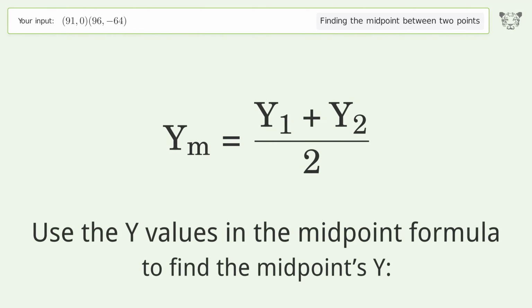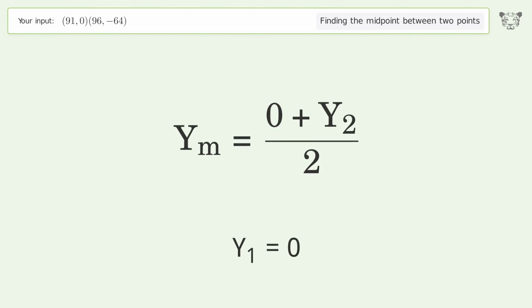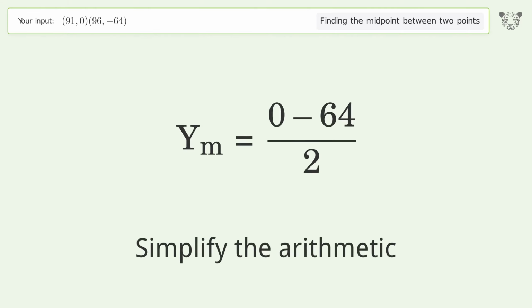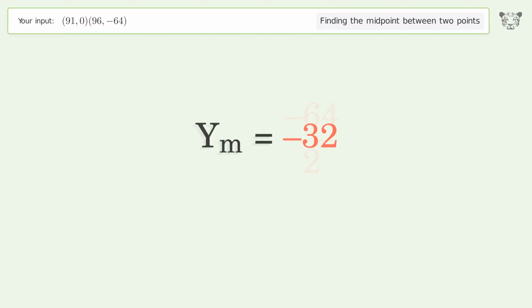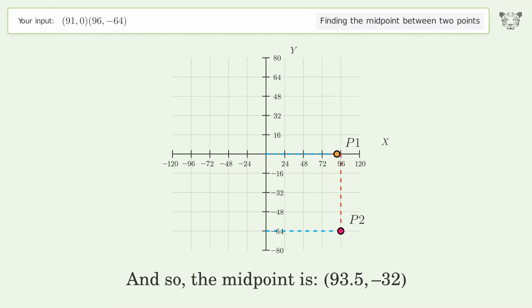Use the y values in the midpoint formula to find the midpoint's y. y1 equals 0. y2 equals negative 64. Simplify the arithmetic. And so, the midpoint is 93.5, negative 32.